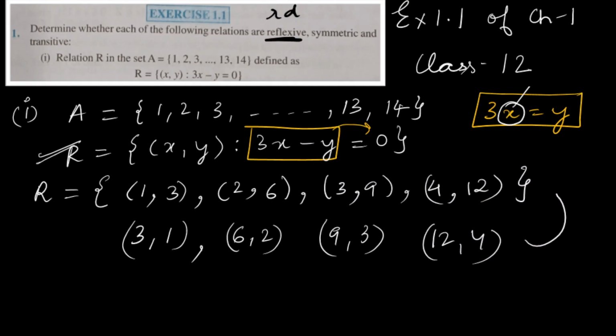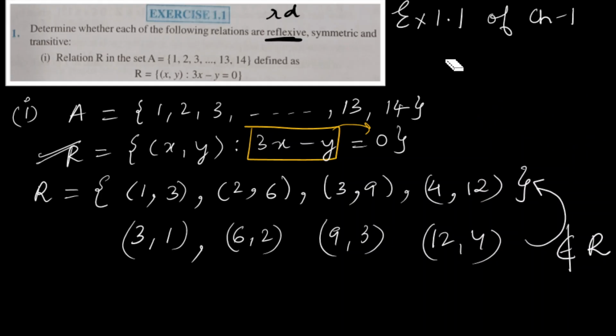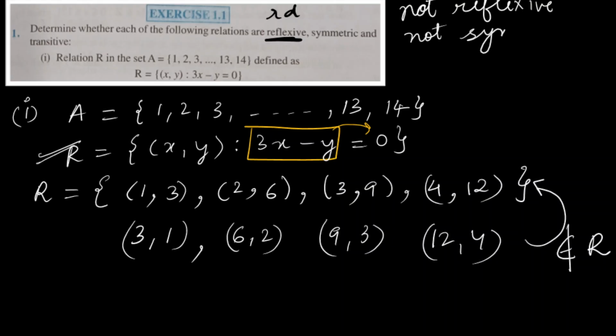But if we see this relation, we can see here all these elements again do not belong to this relation. So here we can say this relation is not symmetric. So first one here I'll write, it is not reflexive. It is not symmetric. Now we have to check for transitive.